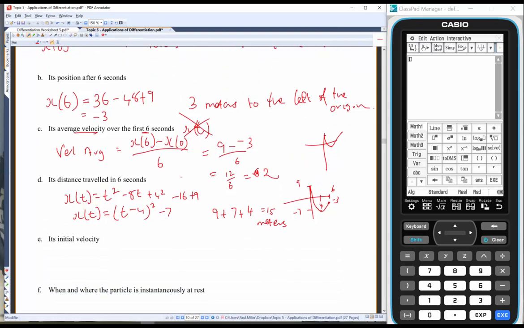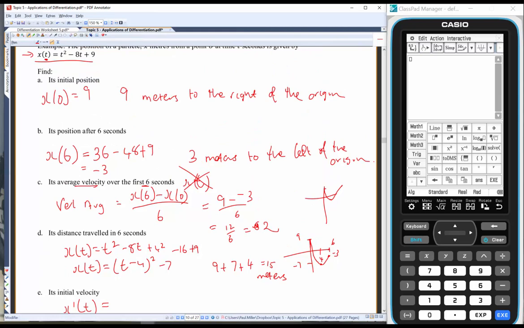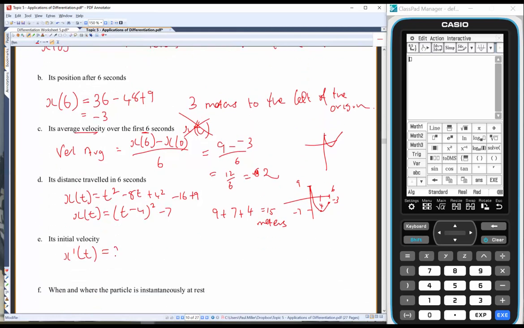Okay, its initial velocity. Now we need x dash t. So x dash t is going to be 2t take 8. And now we're going to do x dash 0, which is -8. That means it's going at a velocity of 8 meters per second. And again, the negative sign indicates the direction of movement. That means it's moving to the left. It is to the right of the origin, but the negative sign means it's moving left.